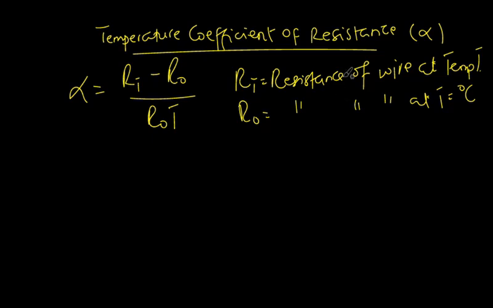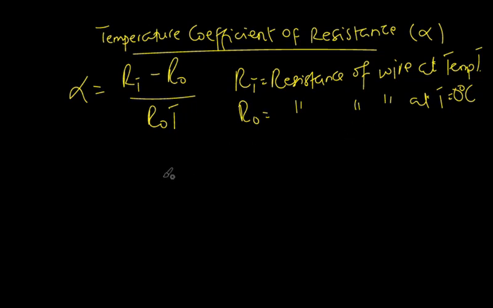So we are looking at the RT to be the resistance at that particular point when the temperature has either increased or decreased, and the R0 is the resistance when the temperature of the wire was 0 degrees Celsius. This is supposed to be 0 degrees Celsius, sorry about that. So R0 is the resistance at 0 degrees Celsius, and RT is the resistance at that particular temperature that we are talking about, where the resistance of the wire is changing.